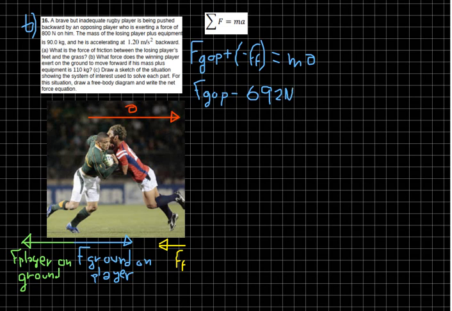equals... Be very careful right here, because this time we're going to consider the mass of the winning player and the mass of the losing player, because after all, the winning player has to move himself and the losing player. So let's do it. We have to add 110 kilograms and 90 kilograms. And that will be multiplied by the acceleration of that whole system, that is 1.2 meters per square second.